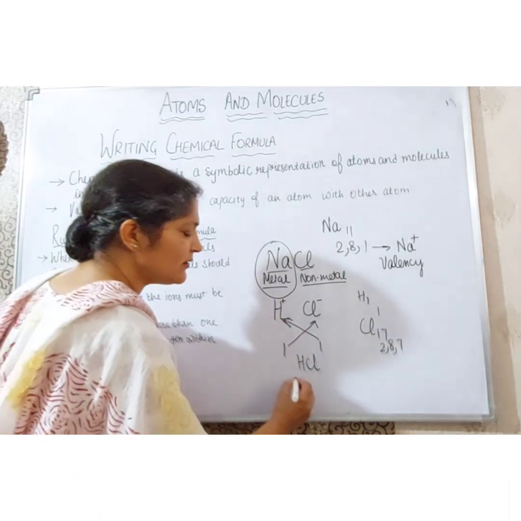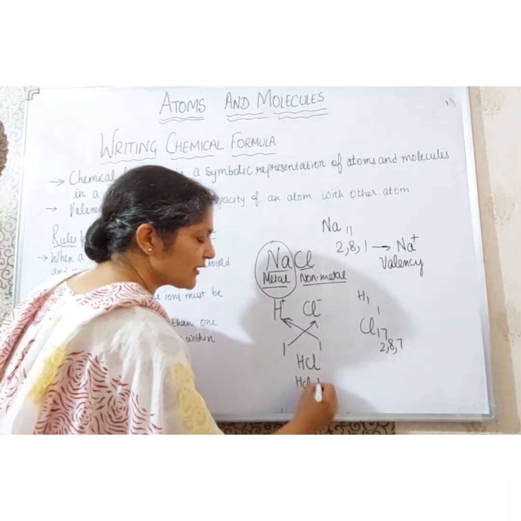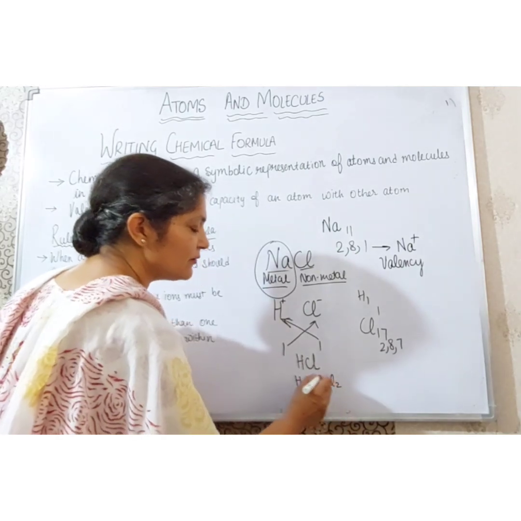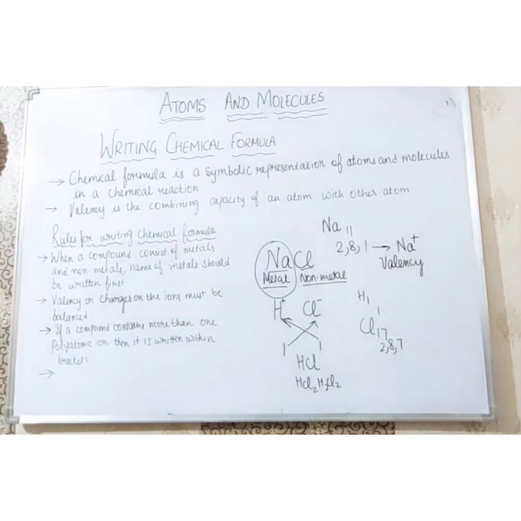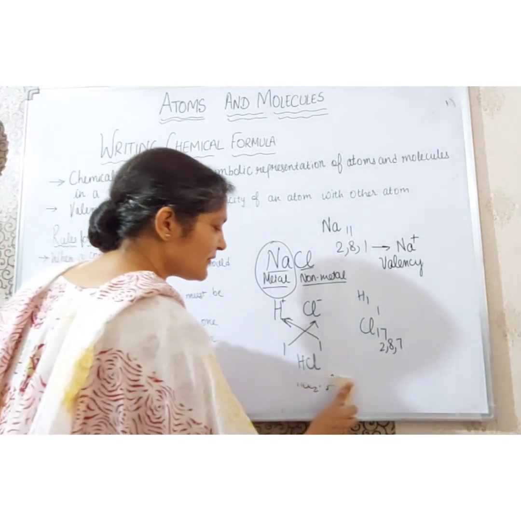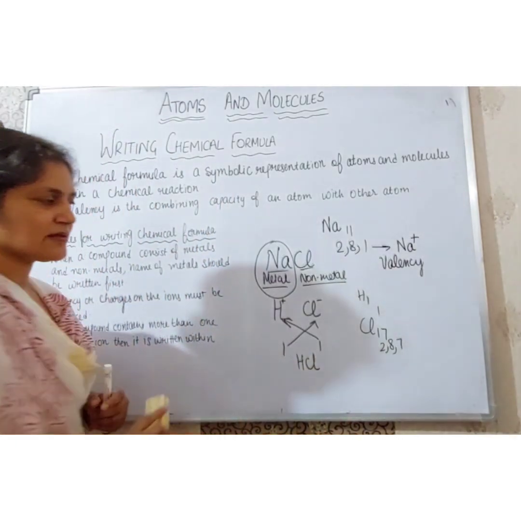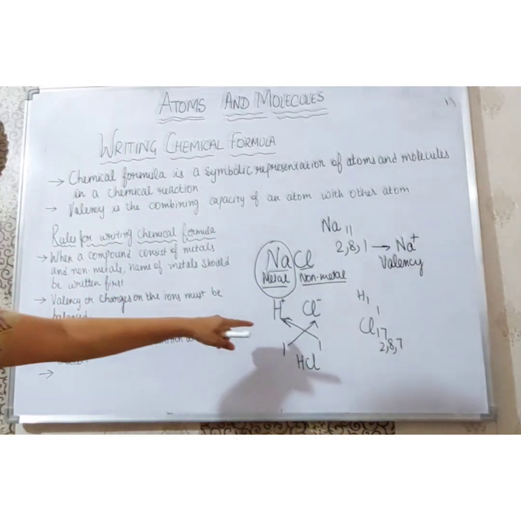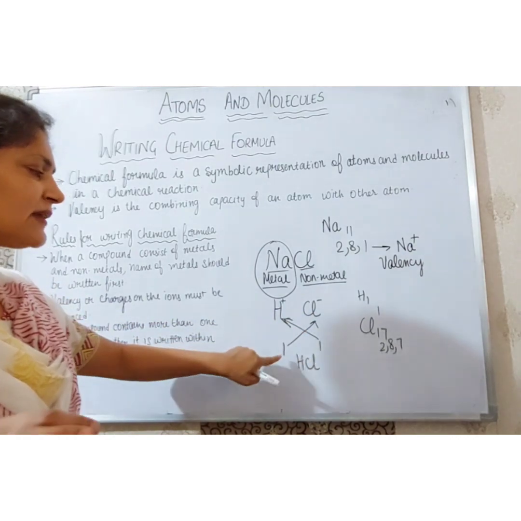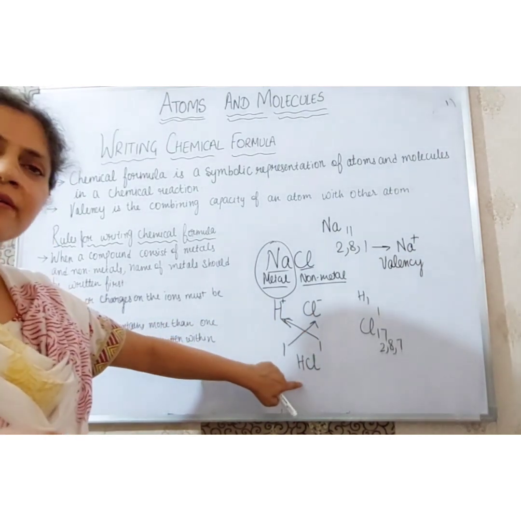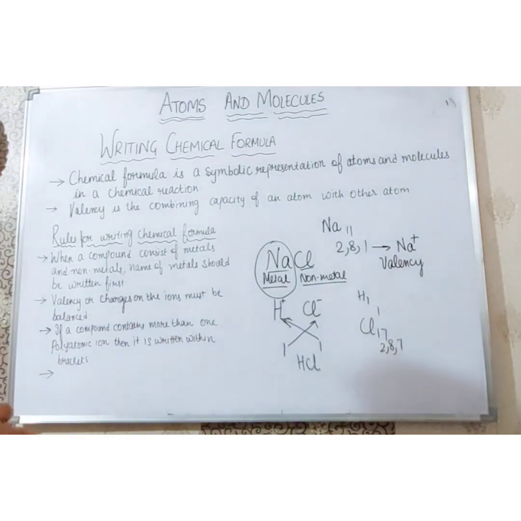HCl. We cannot write HCl2. We cannot write H2Cl2 because their valency is 1 each. So the valency should be balanced. We have one valency each in both the cases. By this method, the formula of hydrogen chloride will be this.